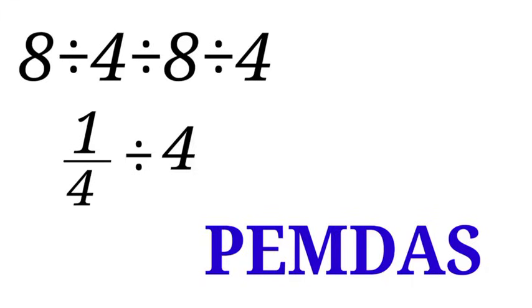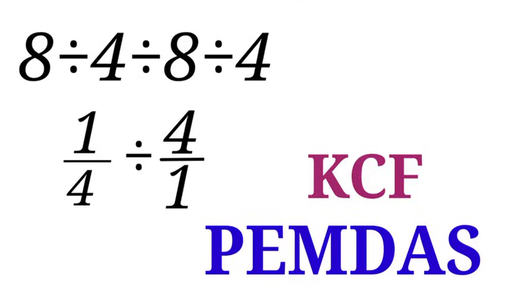So, 1 over 4 divided by 4 over 1. Now, 4 over 1 is the same as 4. I only wrote 1 there so that we can have a numerator and denominator. Here, we are going to apply KCF. K is for keep, C is for change, and F is for flip.